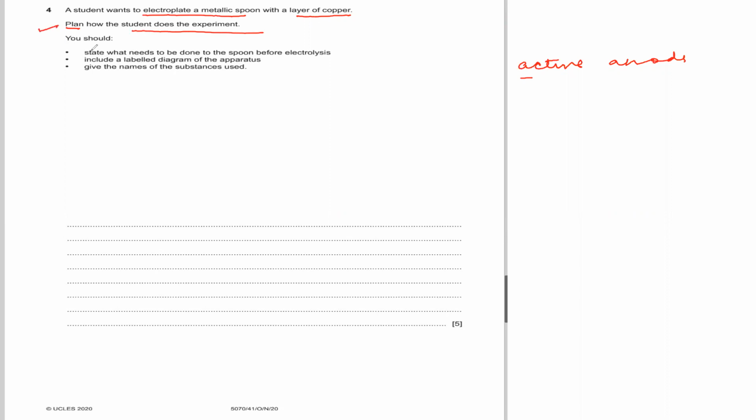Now, while planning, you have to remember the following points. Number one, state what needs to be done to the spoon before the electrolysis, before even the process started, what you're supposed to do. Number two, include a labeled diagram of the apparatus. Definitely a labeled diagram is better than 1,000 words. If you make a labeled diagram, the process itself will be very clear and your concept will be judged properly. Number three, give the names of the substances used. Whatever substances or chemicals you'll be using, you have to give their names as well. So let's move on to how to plan this particular question.